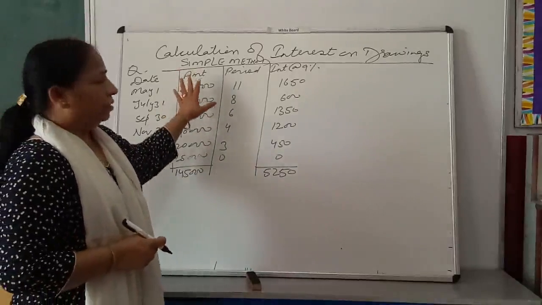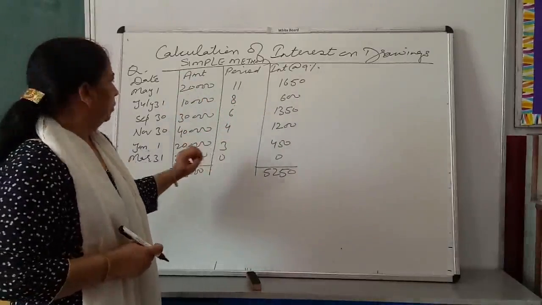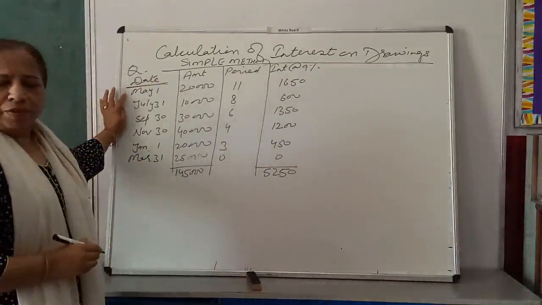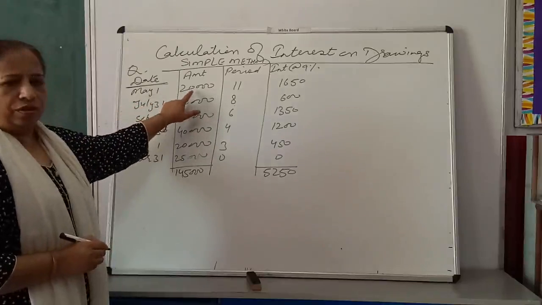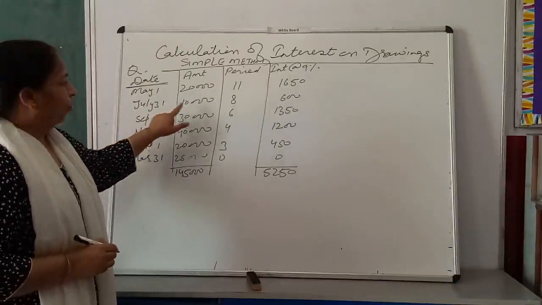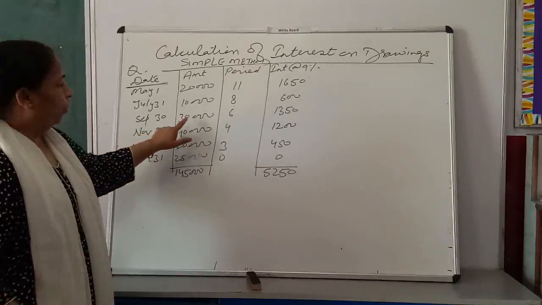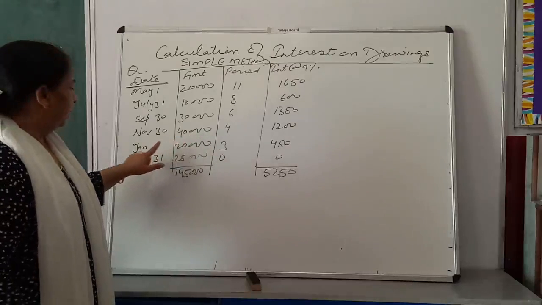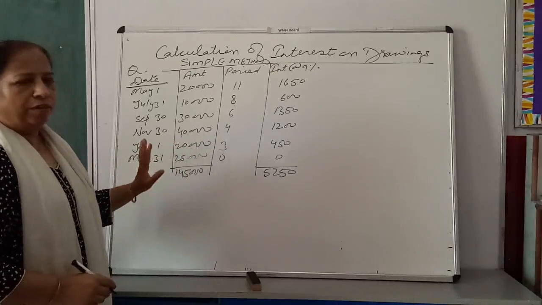Children, this is the question and we are going to solve it by the simple method. These are the dates when partners withdraw money from the business. First of all, partner withdraws on May 1st rupees 20,000. Next, on July 31st rupees 10,000. September 30th, rupees 30,000. November 30th, rupees 40,000. Right? January 1st, 20,000, and March 31st, 25,000.